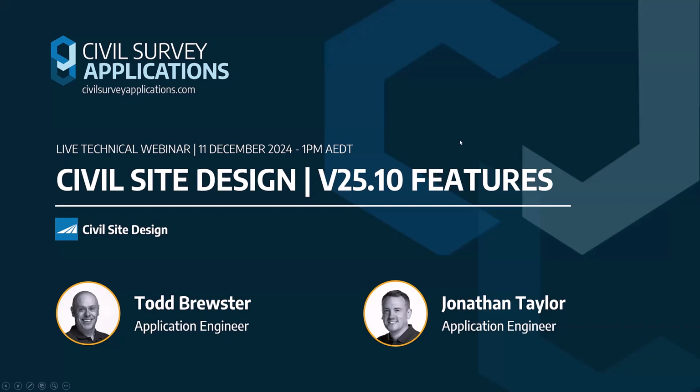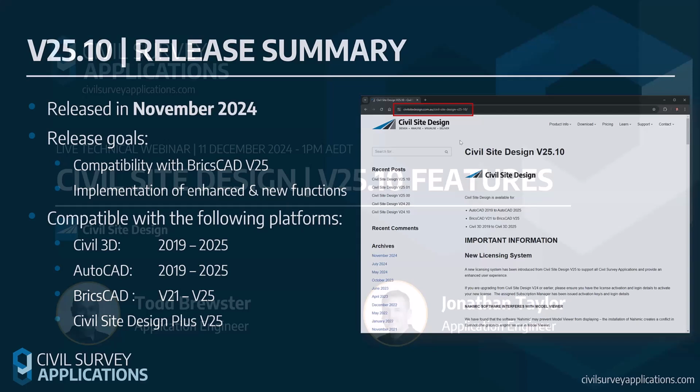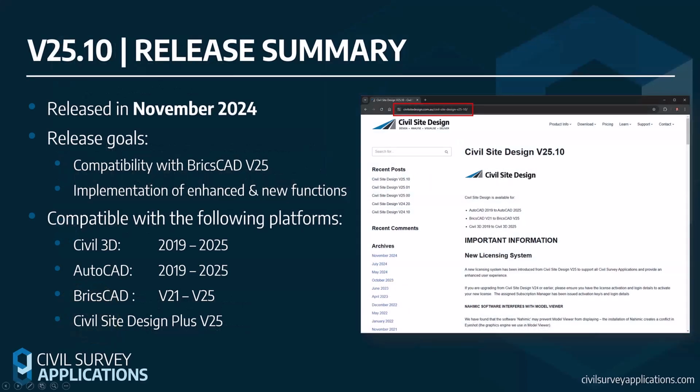So let's begin. Let's just head off to the first slide here, which is really just a quick summary of this release. Released a matter of, what, nearly 2 weeks ago now. So it's been in the public domain for quite a while. The primary goal of the release was to make sure that we had a BricsCAD V25 compatible version of Civil Site Design, because BricsCAD V25 was released in, I think, late October.